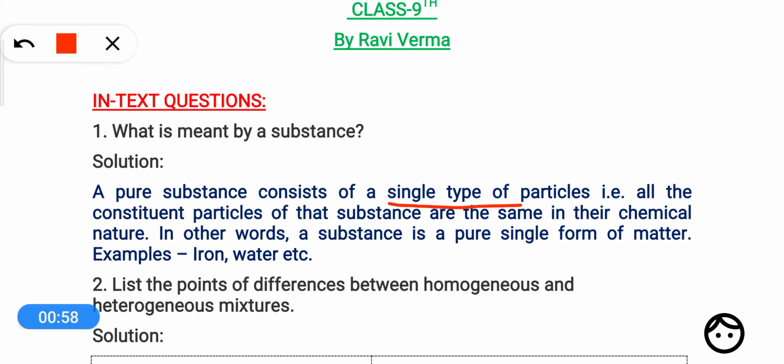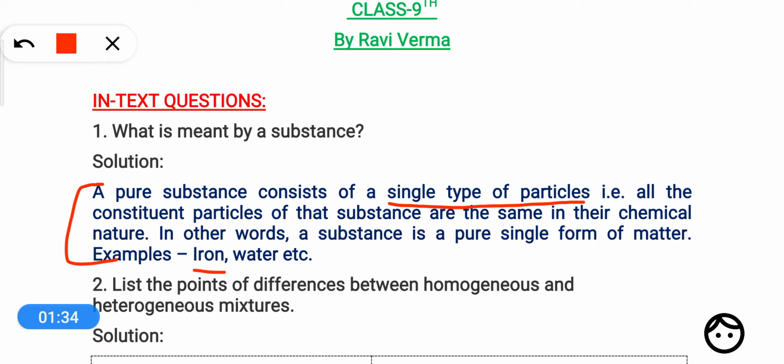For example, if we talk about pure water, then water will contain only the same type of molecules, one type of particles. In the same way, if we talk about iron, then pure iron will contain only one type of atoms, that is iron atoms. So we can say that iron and water both are pure substances. So this is the full definition of a substance or a pure matter. So the terms substance and pure matter are synonymous.